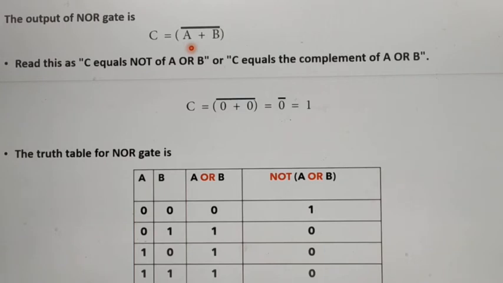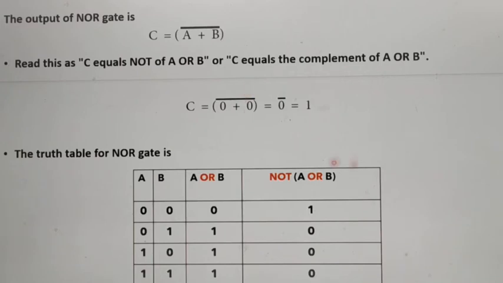Next we can see how to write the output for this NOR gate. The output of NOR gate is C equals NOT of A or B. You have to read it as C equals NOT of A or B, or C equals the complement of A or B.